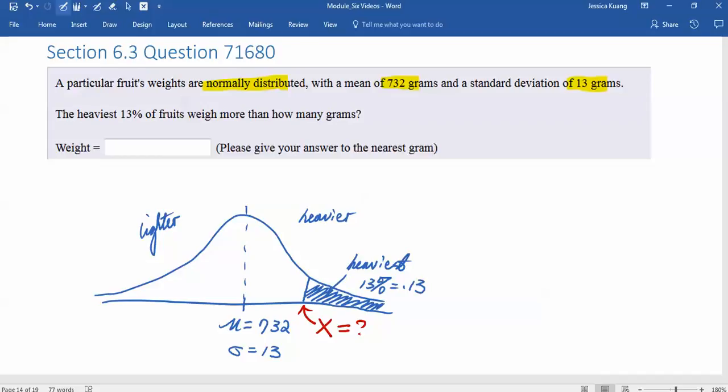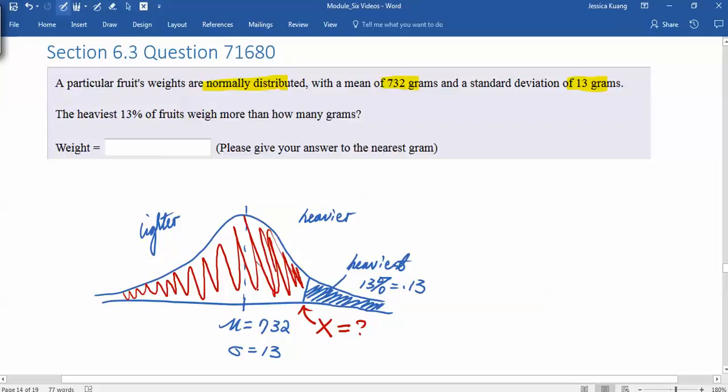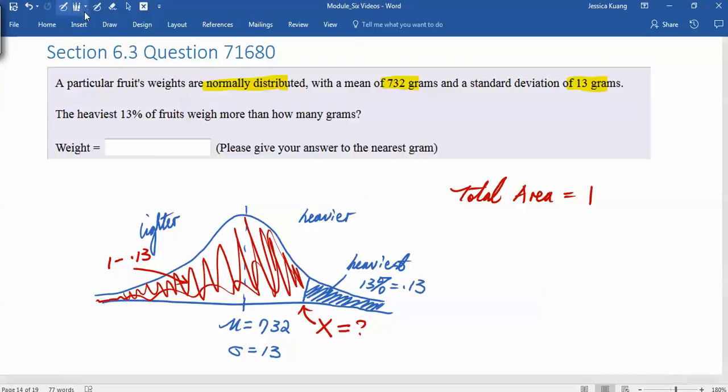However, to use the inverse norm to find this x value, we need to know the area to the left hand side of the value. We do know that the total area under the bell shape is 1. And on the right hand side, I have the heaviest 13%, which means on the left hand side, I have 1 minus 0.13. So now we have everything we need to find the x value.